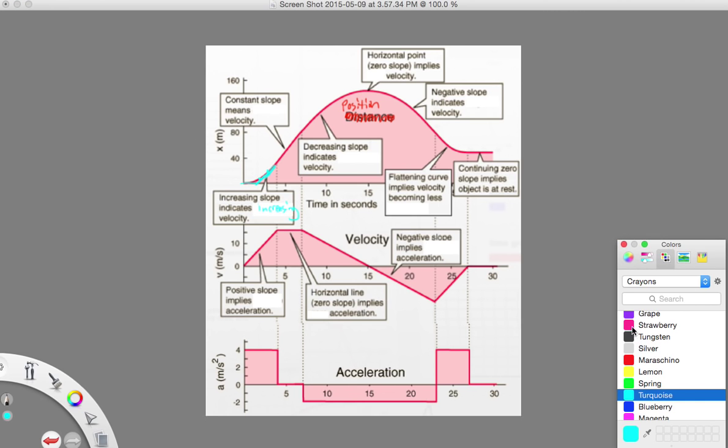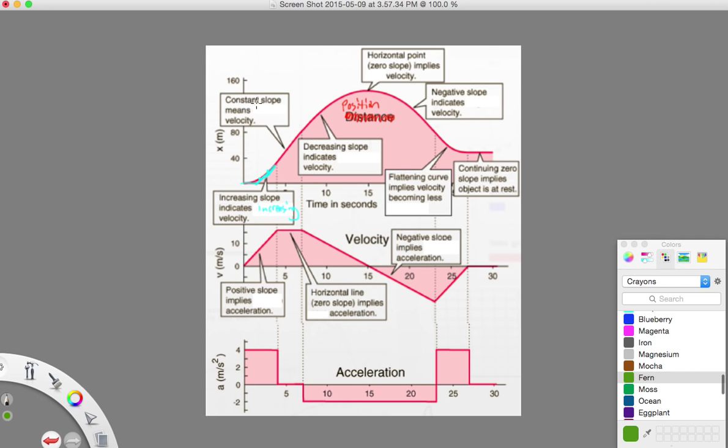Okay, different color. I don't like that color. Let's use fern. At this point, a constant slope means what? So at this point, this is a slope that is not changing. So that means a constant velocity as well. A constant slope means a constant velocity.